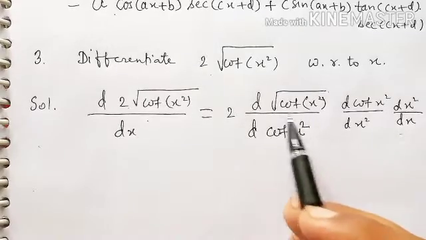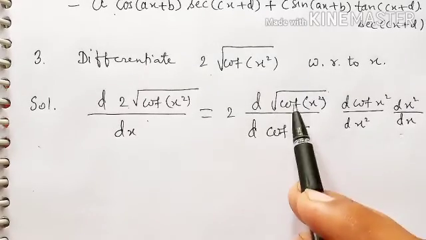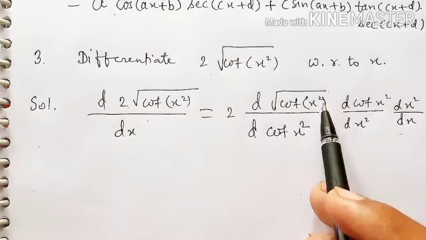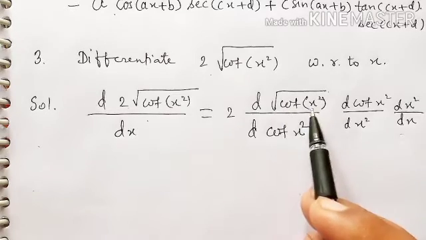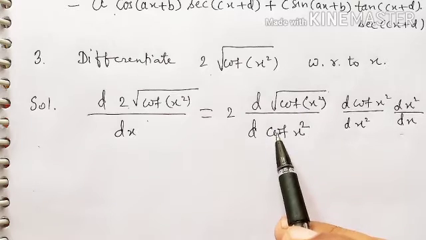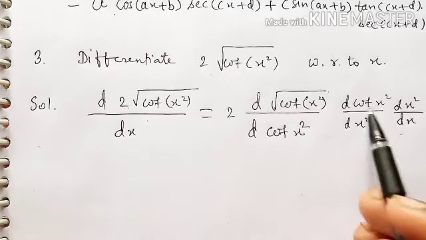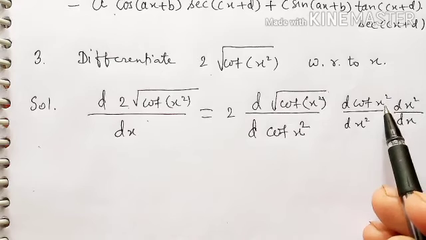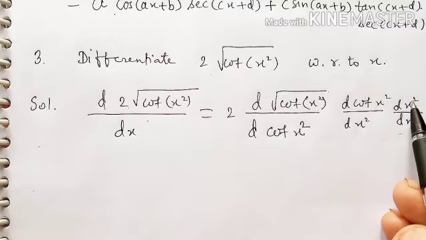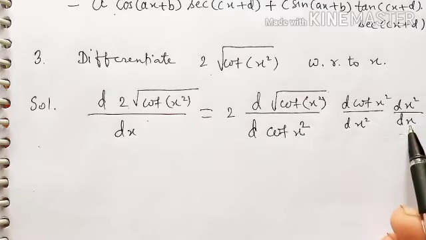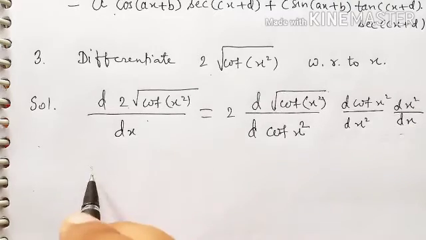Now here x² is a function of x. Once again, this is a square root of cot of x². So firstly a square root occurs, then we write cot x². Now cot of x² is written here, after which x² occurs, so we write x² here, d of x², and it is a function of x. Now proceed.